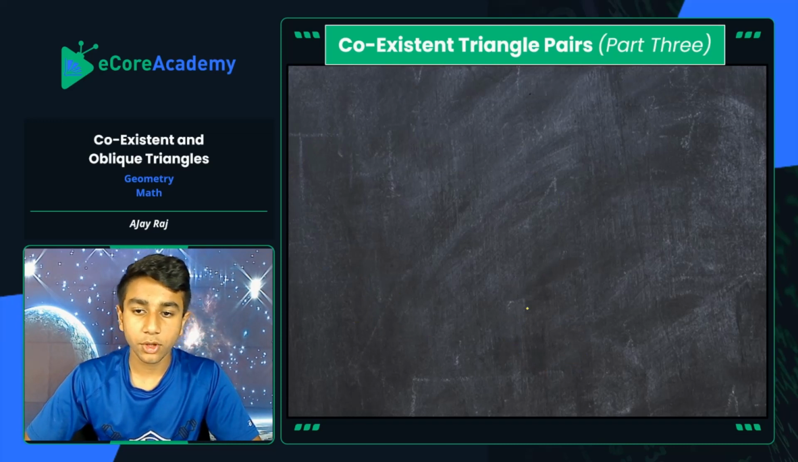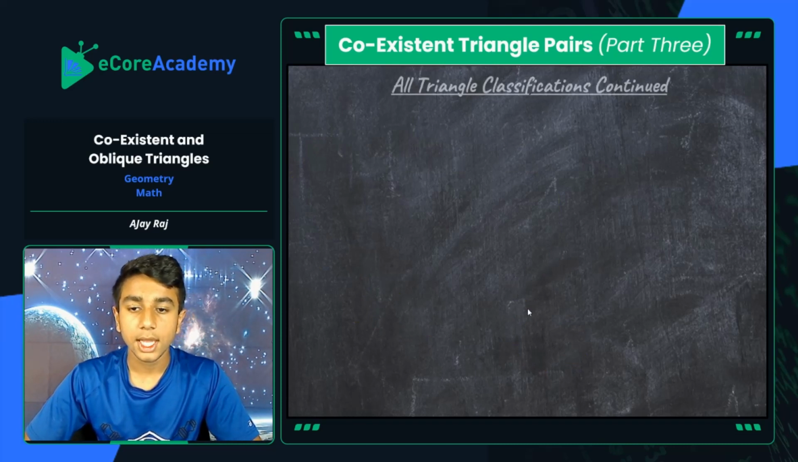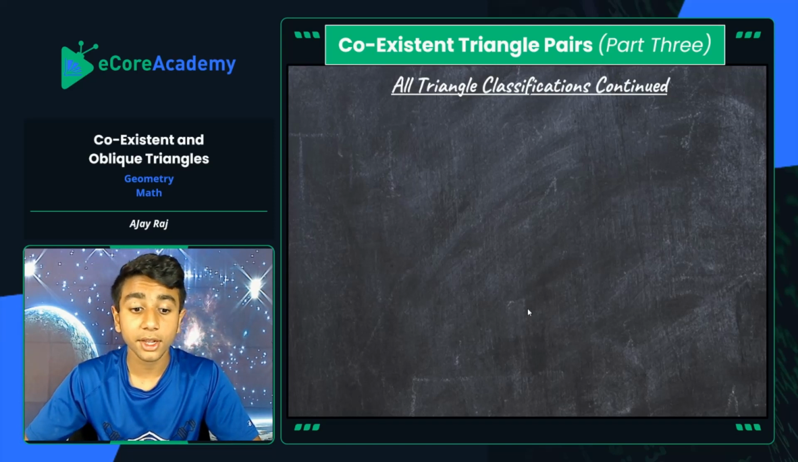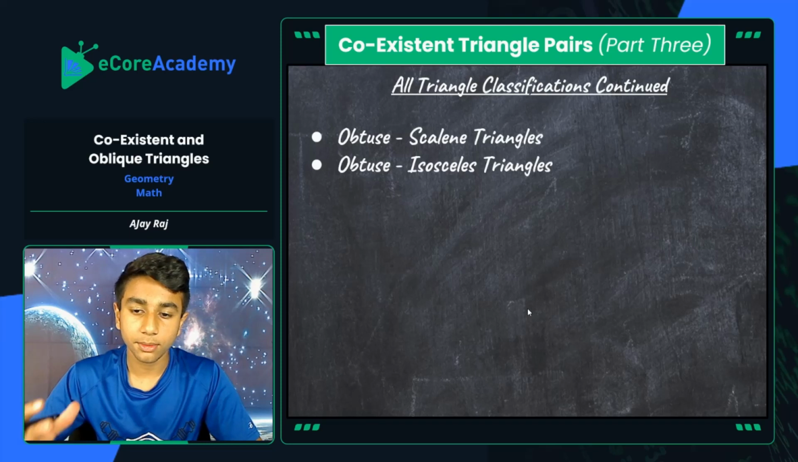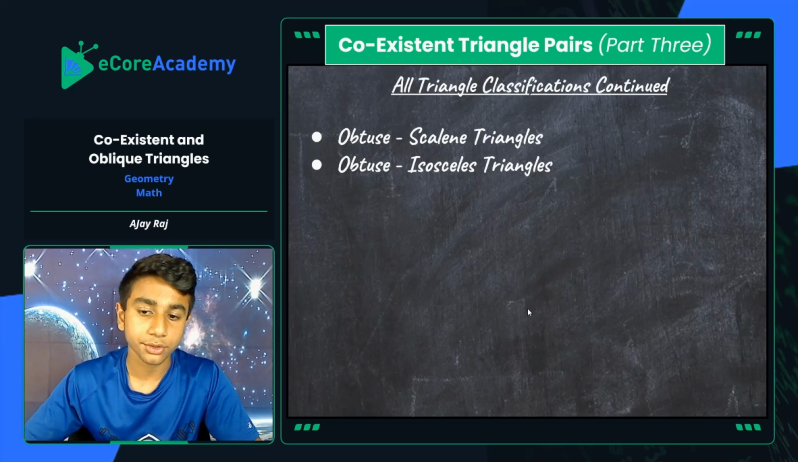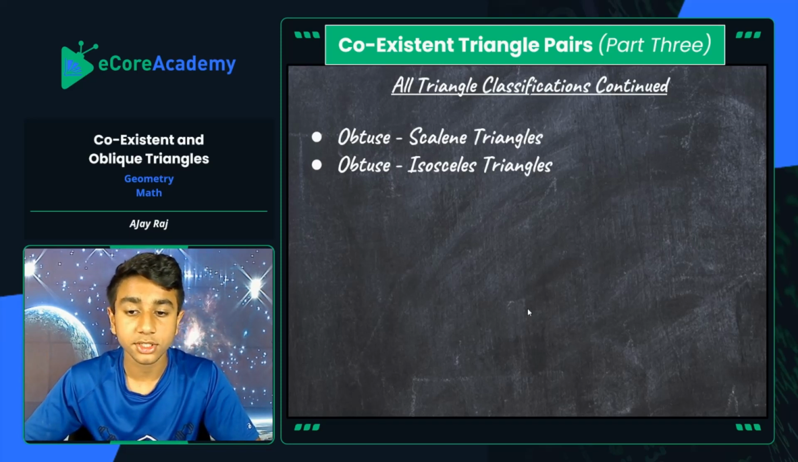And finally, let's move on to coexistent triangle pairs part 3. We're going to continue with triangle classifications, and this is going to be specifically for obtuse triangles. So we're going to see what kind of side length classifications for triangles can be combined with obtuse triangles. So the 2 types are going to be scalene and isosceles, so obtuse scalene triangles and obtuse isosceles triangles. Remember, equilateral triangles are always going to be acute triangles, so you cannot have obtuse or right triangles being combined with them. But you can have obtuse scalene, and you can also have obtuse isosceles.